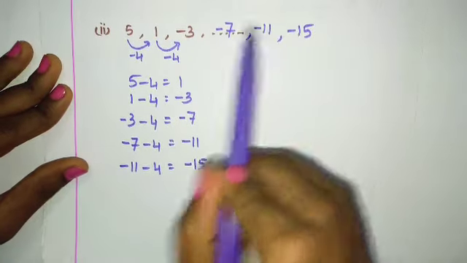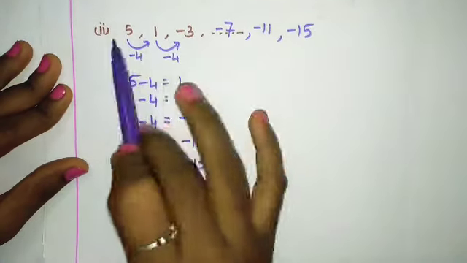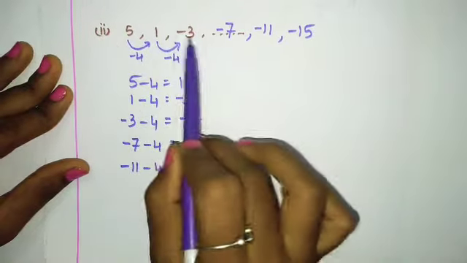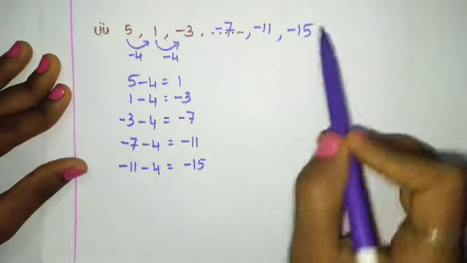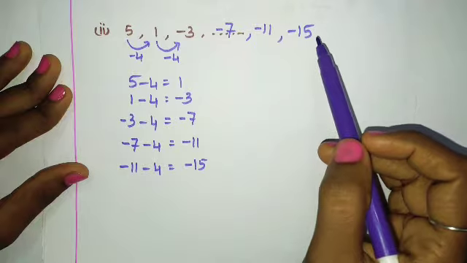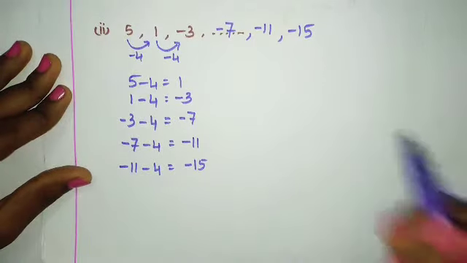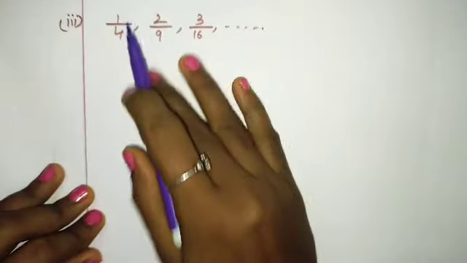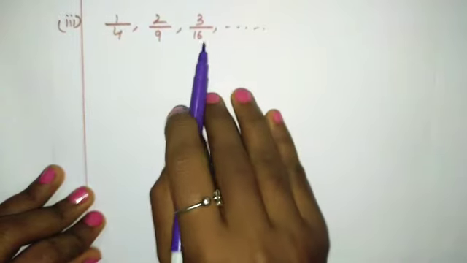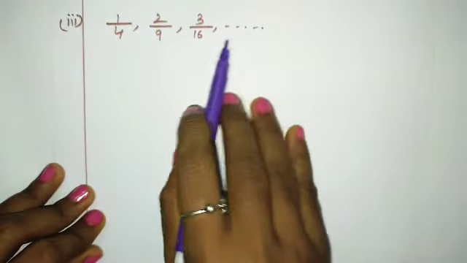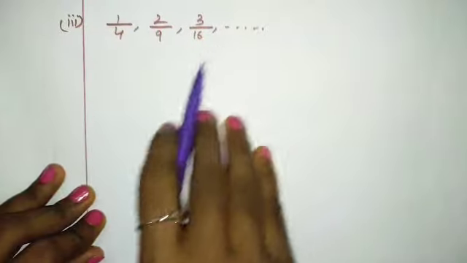Got it? The main thing is you have to find the relation. What's the relationship between these numbers? Then you can continue further. Okay. So now we'll see the next subdivision. Next, 1 by 4, 2 by 9 and 3 by 16 and so on. So you have to find the relationship between these.